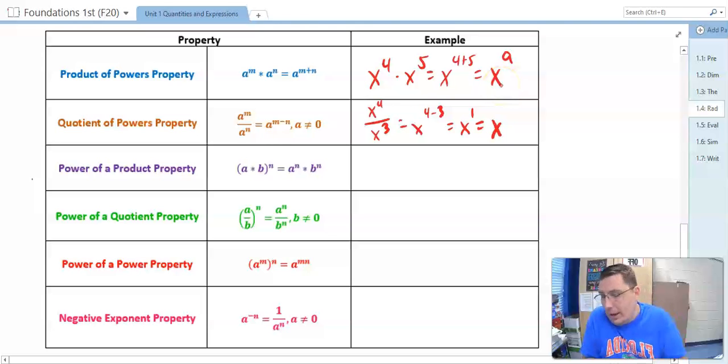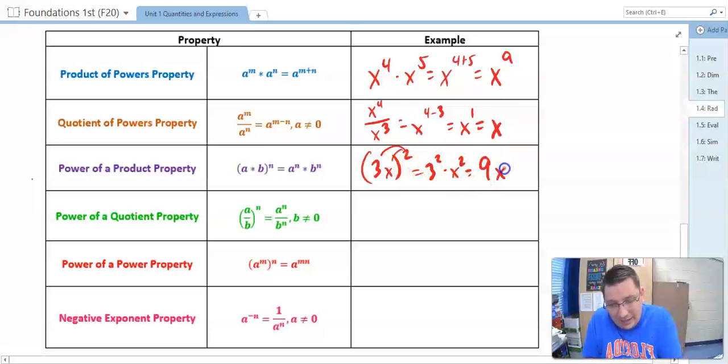Okay? Third property is the power of a product property. And this is where we have two different bases. So if I have like 3x here and I want to square it, and we have parentheses around this, this square is going to go to both pieces of the product. It's going to go to the 3. It's also going to go to the x. So what I'm going to get is 3 squared times x squared, which gives me 9x squared. That's what we get there.